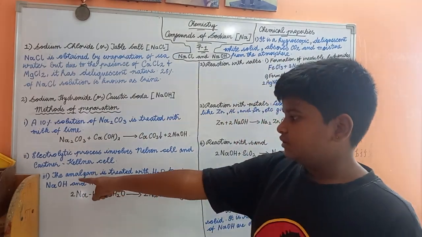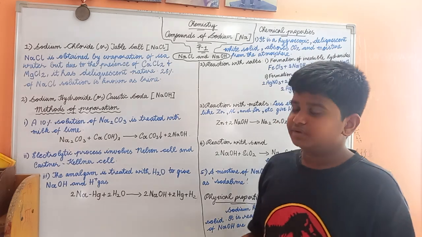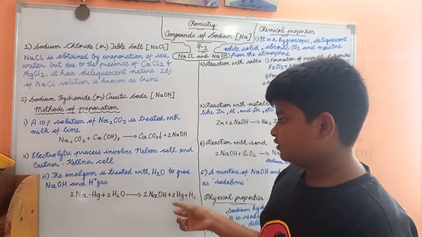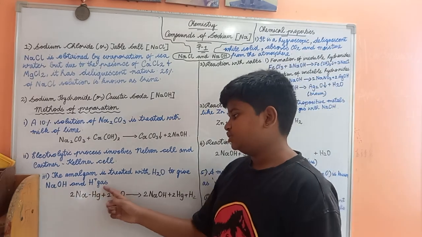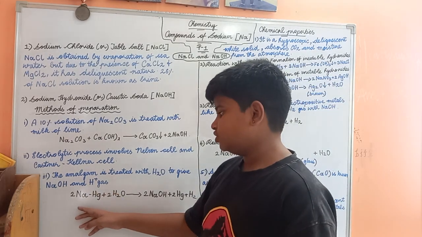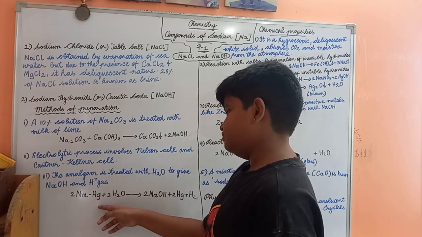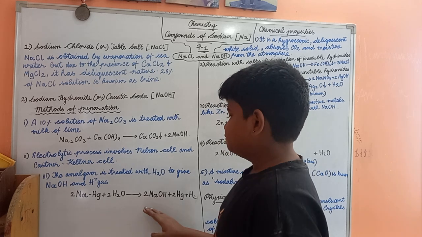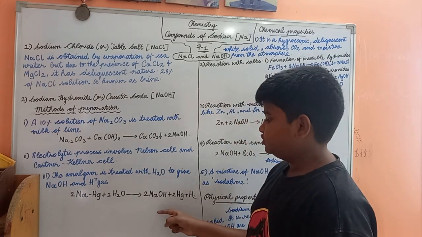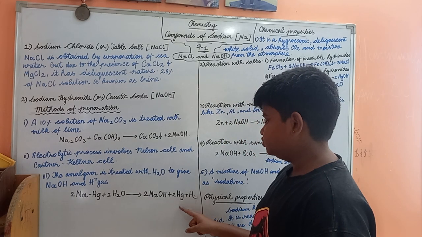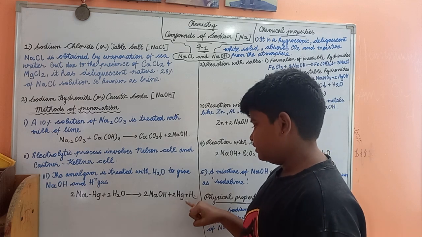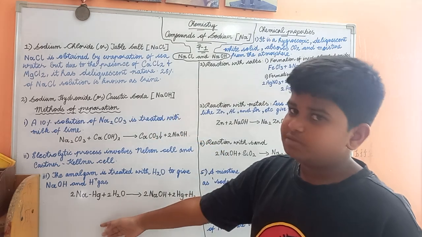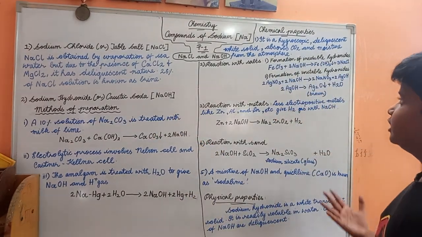The amalgam is referred to as an alloy of mercury. The amalgam is treated with H2O, which is water commonly, to give sodium hydroxide and hydrogen gas. So 2 moles of sodium and mercury plus 2 moles of water gives 2 moles of sodium hydroxide and 2 moles of mercury, plus H2 gas is evolved. Then that's the methods of preparation. Now we'll be looking at chemical properties.